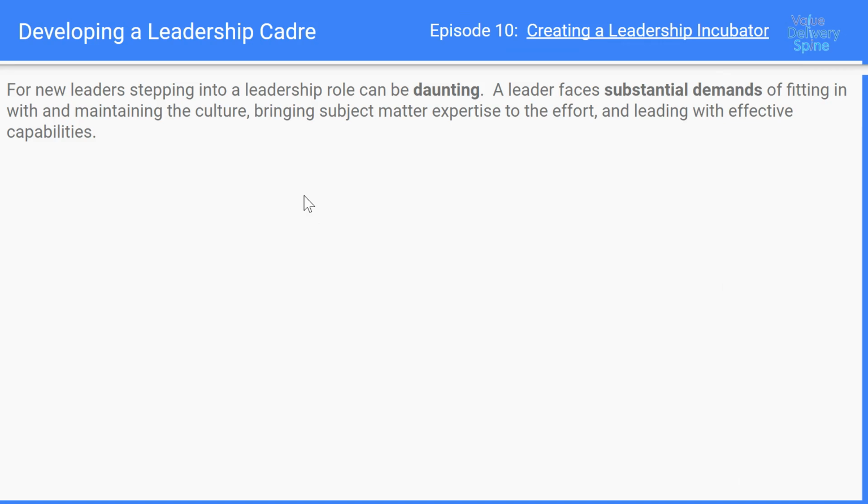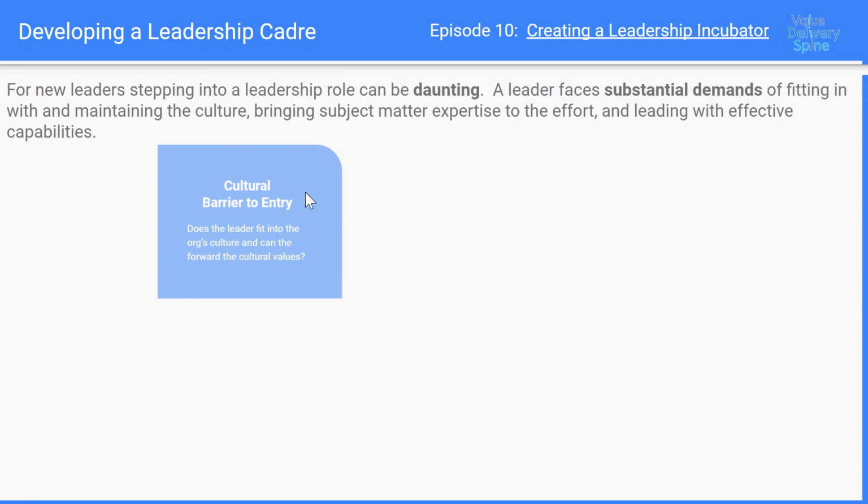You're also developing a leadership cadre. You're bringing new leaders in. Any leader needs to develop new leaders because you always need new and fresh folks leading pieces so that you can continuously maintain your trajectory towards success. There are barriers to that, though. The first one is a cultural barrier. Does the leader that you're looking at fit in the culture? Can they champion that culture? Will they stand up and drive that culture forward with you?